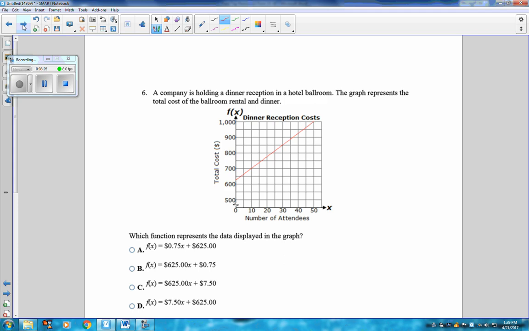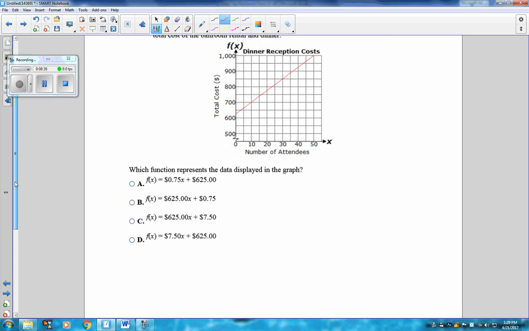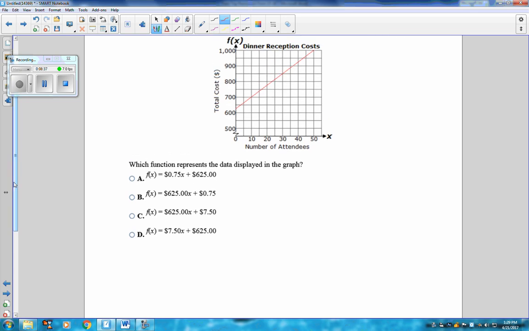Problem 6, it says a holding company is having a dinner reception in a hotel ballroom. The graph represents the total cost of the ballroom rental and dinner. Which function represents the data displayed in the graph? So if you will agree with me, I have a linear equation. I know this is linear. The equation for linear is y equals mx plus b.